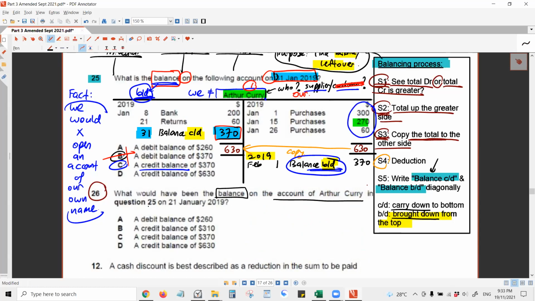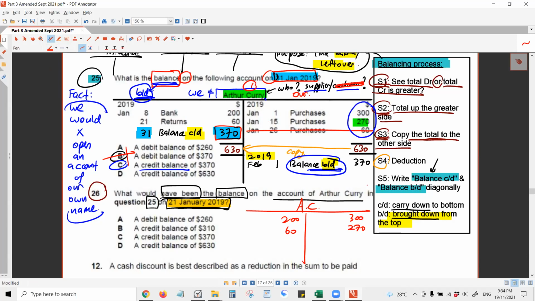On the account of Atakari, in question 25, which is this one, on 31st January 2019, they're asking you what would have been the balance on 31st January 2019. Why in the first place do you balance the Atakari account? You want to find out how much you still owe to Atakari. So if you rephrase it, it means you want to find out how much you still owe to Atakari on 31st January. Can you understand? It means you can ignore anything that is after the 31st. Then you find out on the 31st you still owe Atakari how much. So in the Atakari account, copy down all the numbers except the one on 26th of January. Then you balance it. Then you can get the answer.